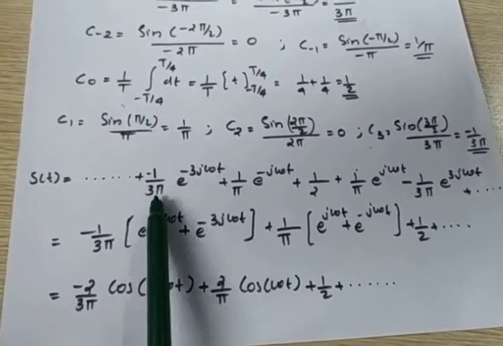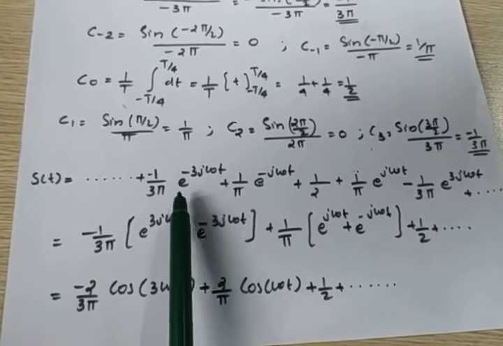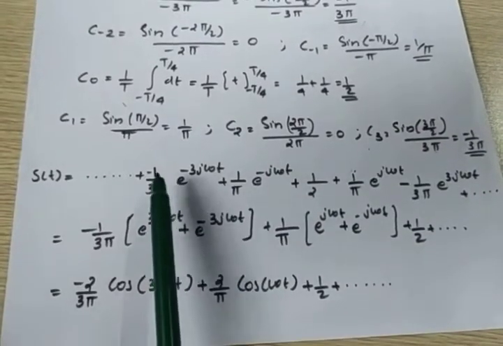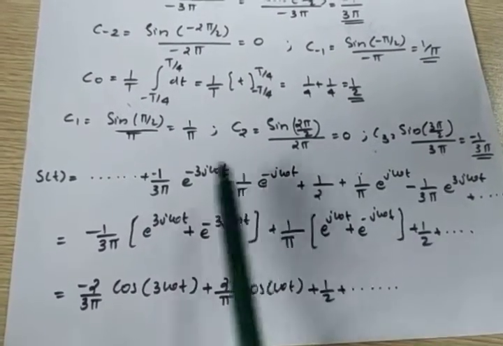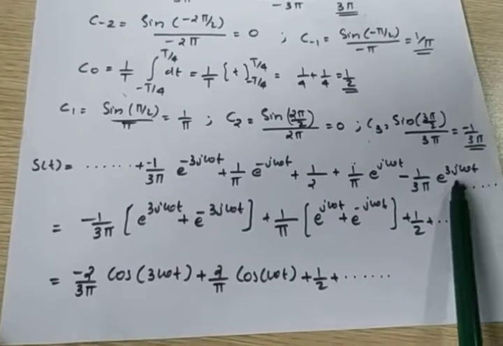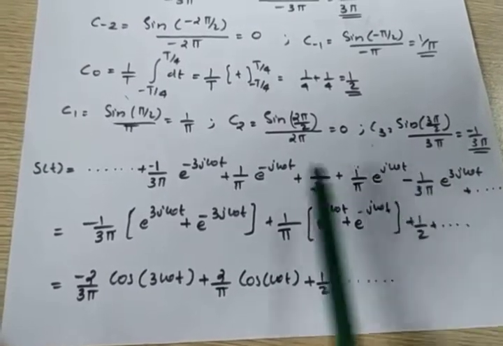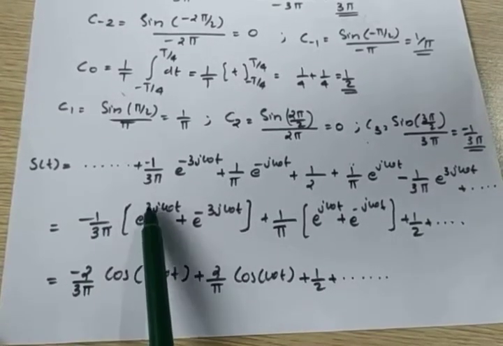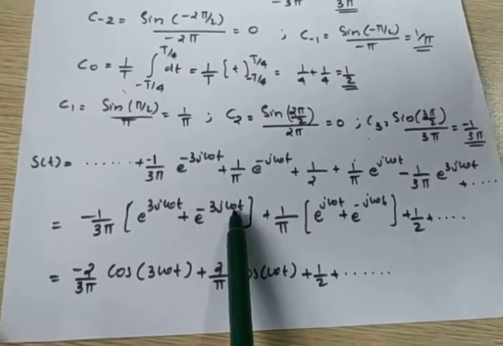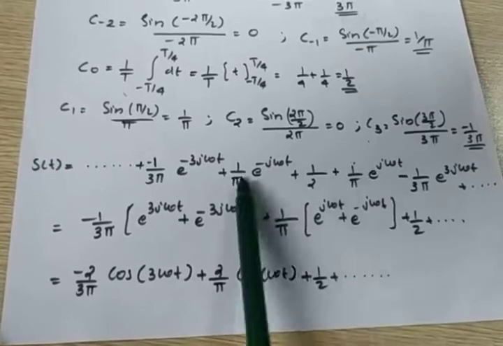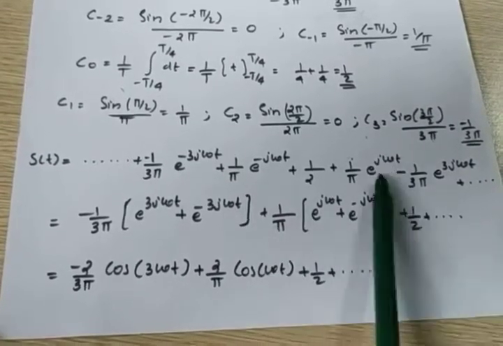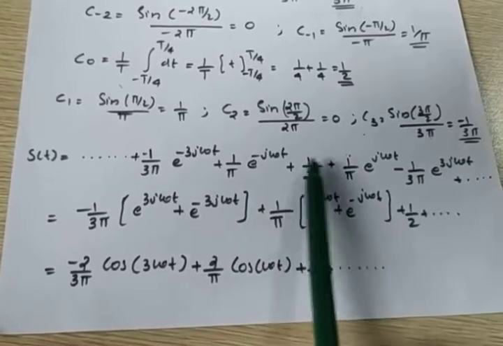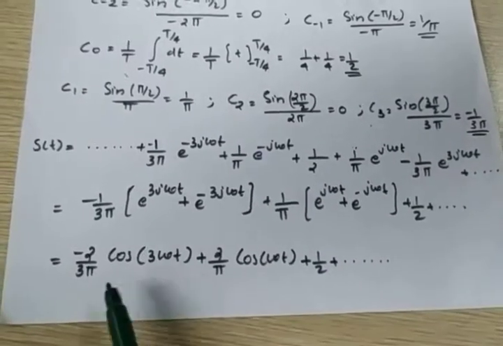Compare this term and this term: minus 1 by 3 pi e raised to minus 3j omega t and minus 1 by 3 pi e raised to plus 3j omega t. Take minus 1 by 3 pi common from these two terms, so minus 1 by 3 pi times e raised to 3j omega t plus e raised to minus 3j omega t. Plus, take these two terms, take 1 by pi common, so 1 by pi times e raised to j omega t plus e raised to minus j omega t, plus the remaining is 1 by 2.